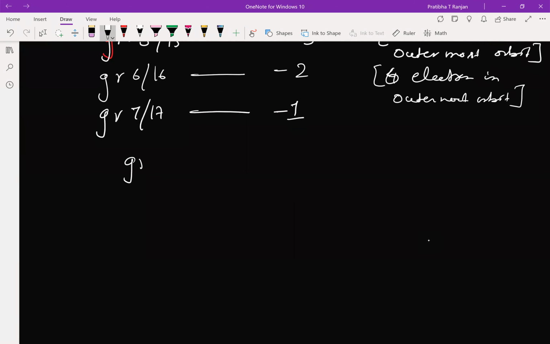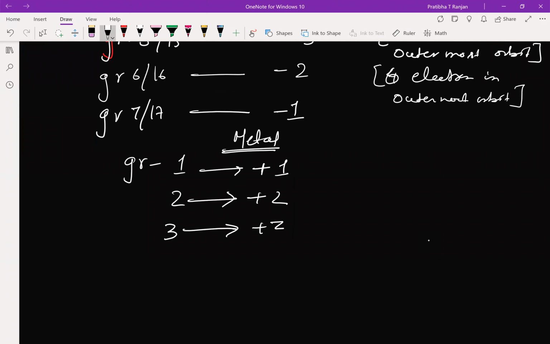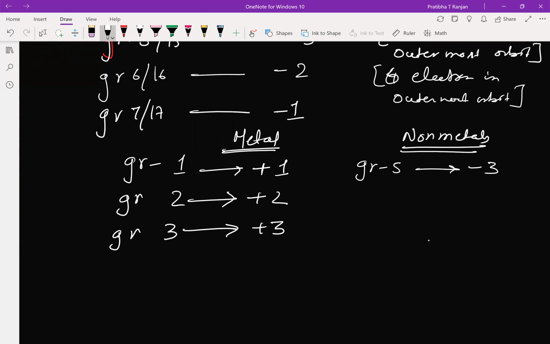So to summarize this, this is group 1, 2, and 3. These are my metal groups and they are known as donors. So each is donating electrons, and that's why positive 1 charge, positive 2 charge, and positive 3 charge. This is my non-metals. Non-metals, group 5, negative 3 charge because it is accepting 3 electrons. Group 6, negative 2 charge. And group 7, negative 1 charge. In this way, they are going to develop the charges.